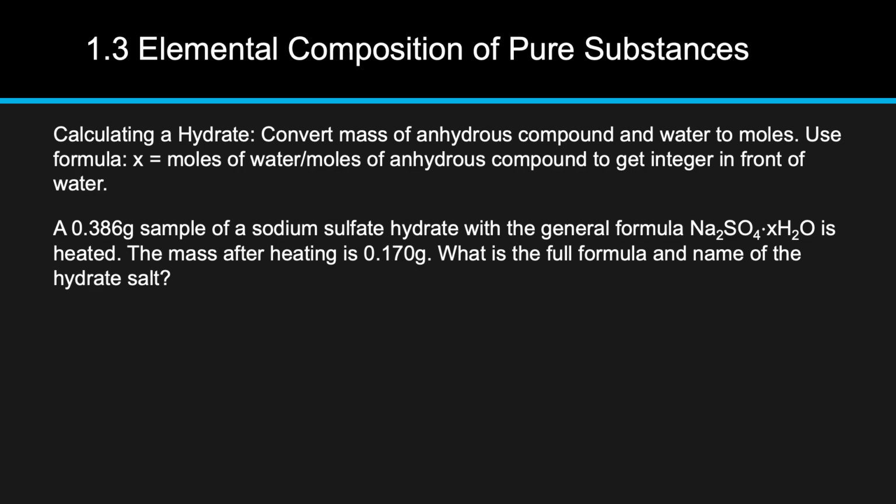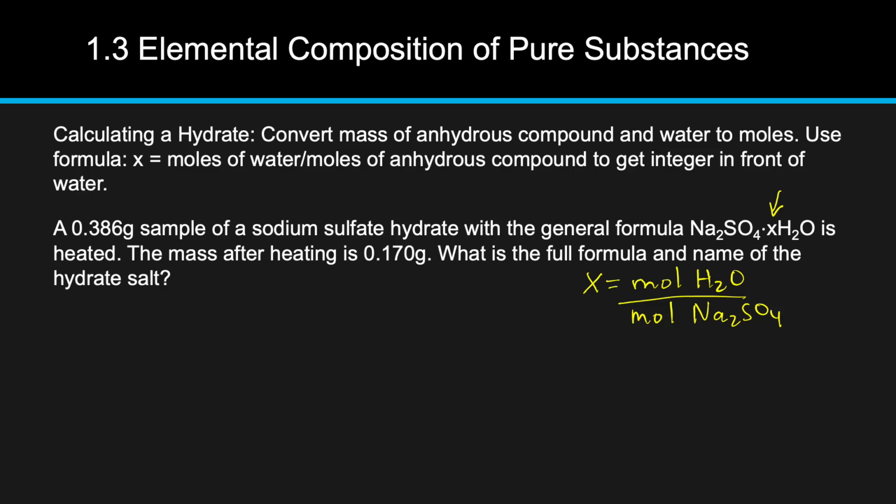So let's start out with this question. A 0.386 gram sample of sodium sulfate hydrate with the general formula Na2SO4·xH2O is heated. The mass after heating is 0.17 grams. What is the full formula and name of the hydrate salt? In order to find out what X is, we have to get the moles of water and divide them by the moles of Na2SO4 without the water, or the anhydrous salt.